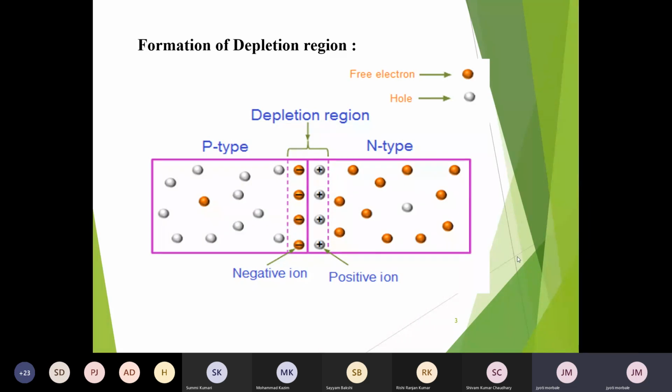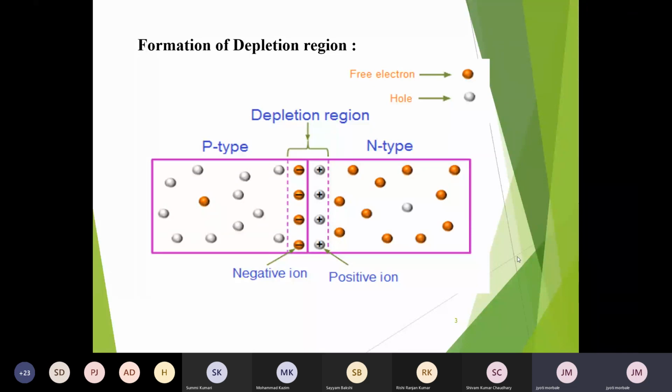If we want to bias the PN junction, I mean if we want to make current flow from here, then we need to apply that amount of voltage so that it can cross the barrier potential or the depletion region. So remember, at this position, the current is zero. There is no current flowing through this PN junction because of this depletion region.